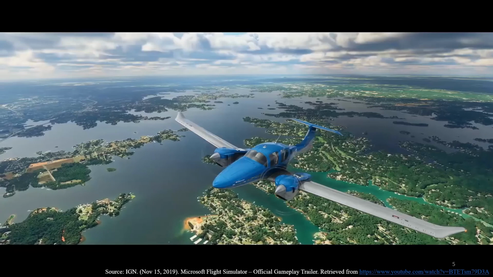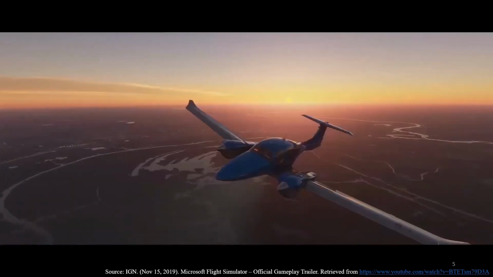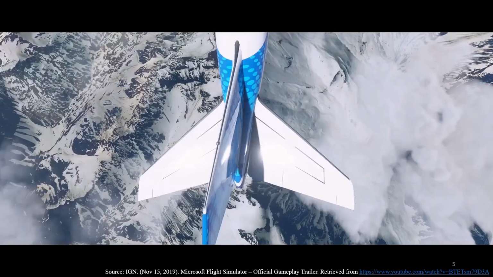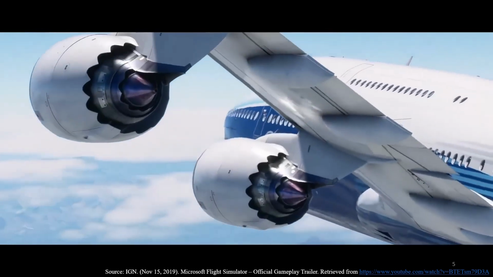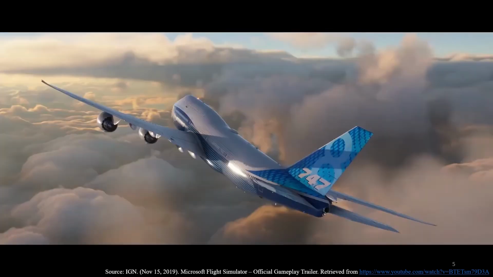The video you see here is not a CFD simulation, but a gameplay trailer to a game titled Microsoft Flight Simulator X. Yes, that Microsoft.